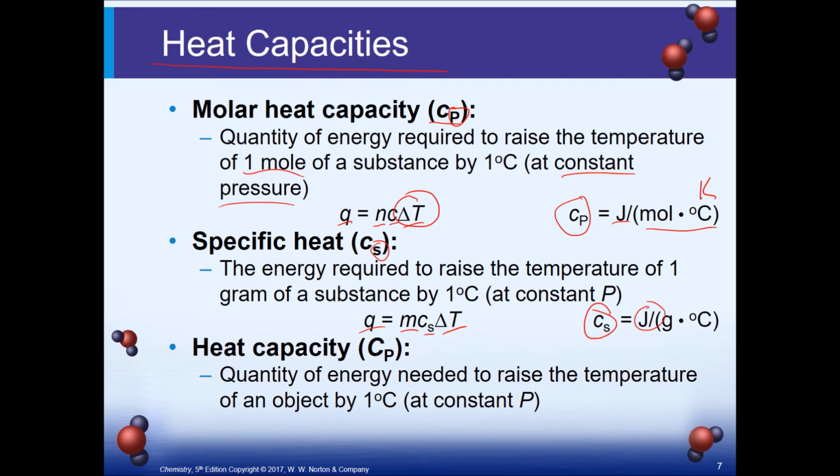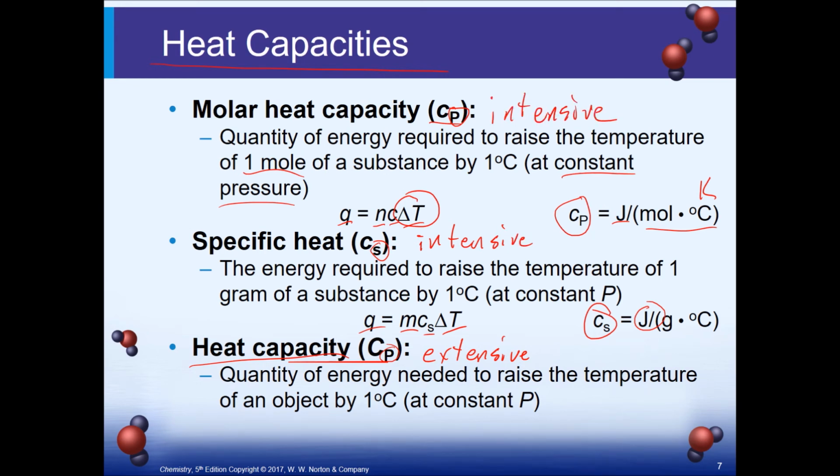The final type of heat capacity that we encounter is simply referred to as heat capacity, and it's given the symbol capital C with a subscript of P, once again for constant pressure. This is the most generic. This is simply the quantity of energy needed to raise the temperature of an object by 1 degree Celsius. In this case, it doesn't matter if we're dealing with moles or grams or whatever, because it's just an object, whatever it is. This is referred to as an extensive property, whereas the other two are both what we call intensive properties.